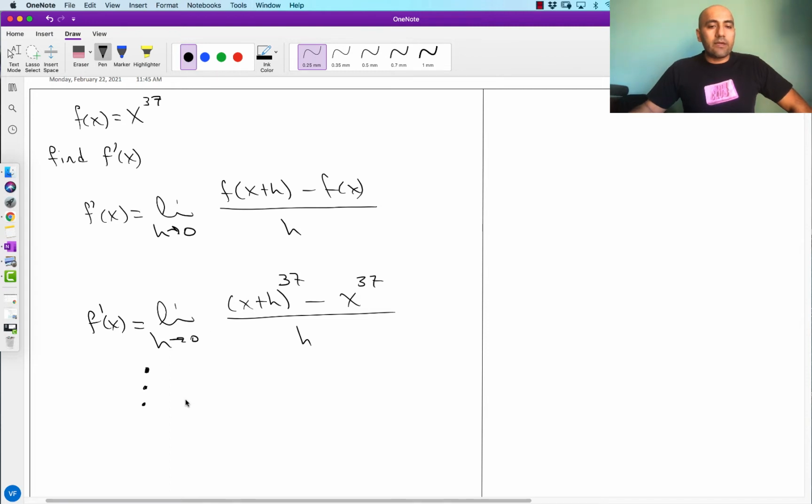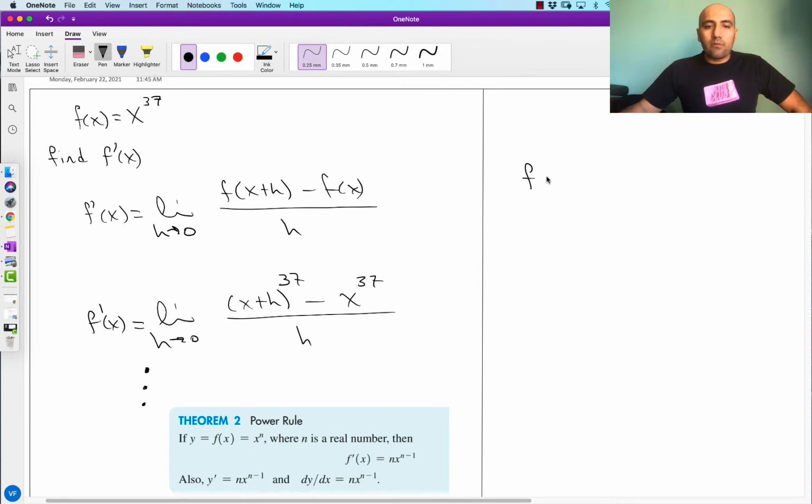Keep going, keep going. Okay, but we do have the benefit of these shortcuts, right? So the shortcut makes it really, really easy, the power rule. Given that f of x equals x to the 37th power, then we know that this is just going to be 37 times x to the 37 minus 1 power, which can be simplified to 37 times x to the 36 power. Right? Very easy.